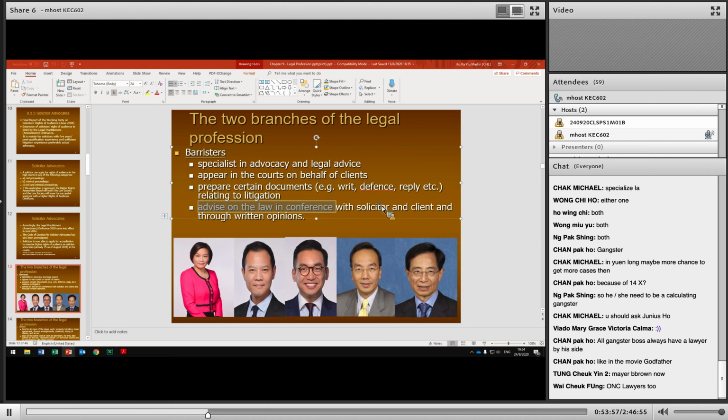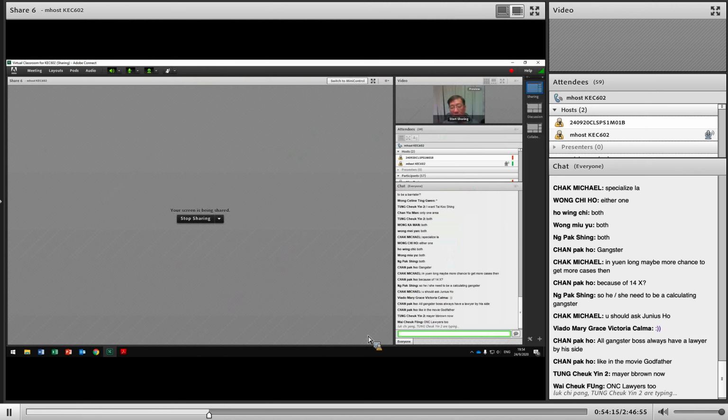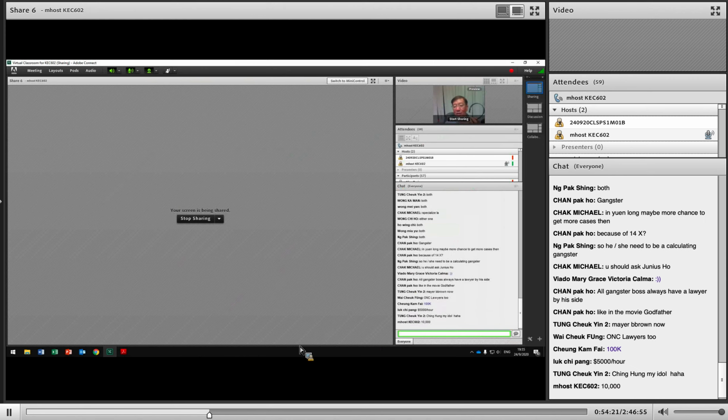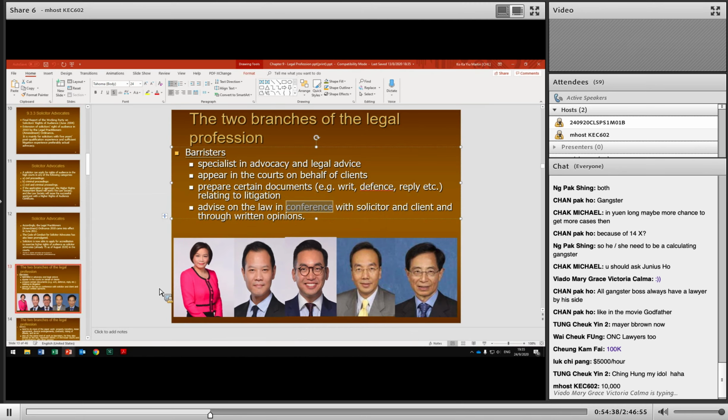And also they advise on the law in conference with solicitor and client, and give full written opinions. So do you know the hourly rate for conference? Do you know how much a famous barrister will charge for conference? It may be $10,000 or even more. So it is very profitable for those who are famous. They charge a lot of money for attending a conference. It's $10,000 per hour.